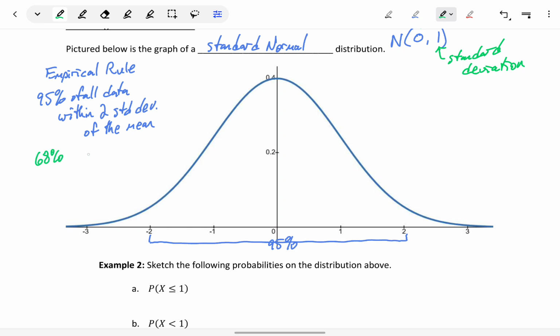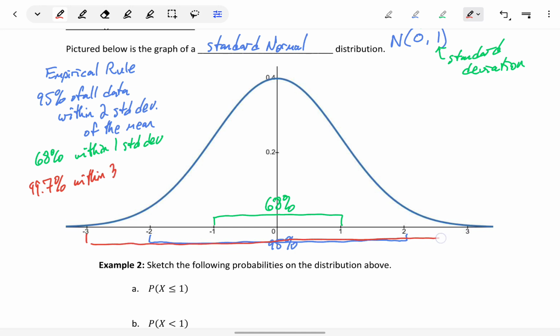68% is within 1 standard deviation. And 99.7% is within 3 standard deviations of the mean. So those are just some of the characteristics of our normal distribution.